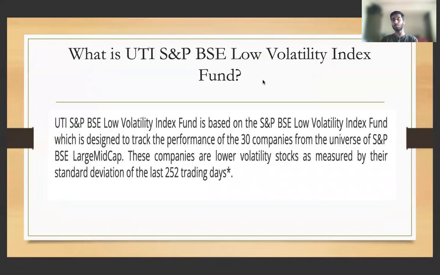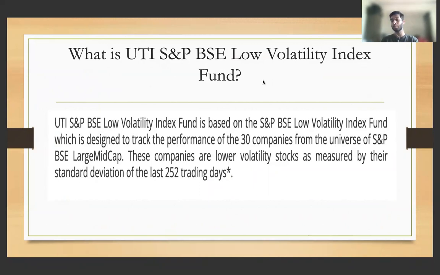So what is UTI S&P BSE Low Volatility Index Fund? UTI S&P BSE Low Volatility Index Fund is based on the S&P BSE Low Volatility Index, which is designed to track the performance of 30 companies from the universe of S&P BSE Large Midcap. These companies are lower volatility stocks as measured by their standard deviation of the last 252 trading days.